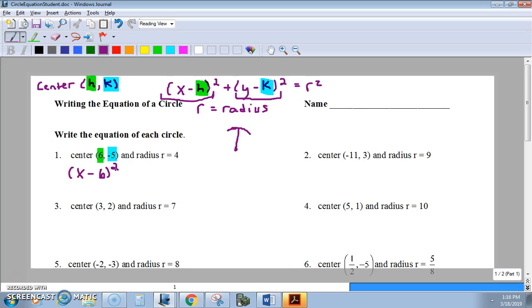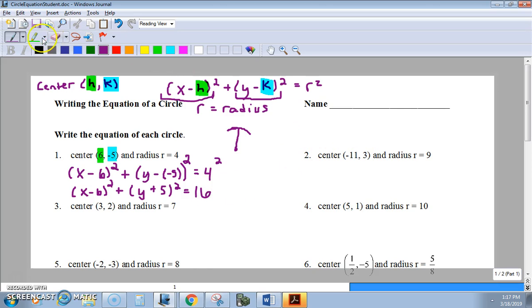Don't forget that when you start writing fast, you forget that squared sometimes. Plus y minus, and then don't forget it's minus a negative 5. So I'm going to put that in parentheses so you can see it. Squared equals 4 squared. So let's simplify this a little bit to make it easier. We'll just do x minus 6 squared, that's pretty simplified, plus, and instead of minus a negative, let's call this y plus 5 squared equals 16.